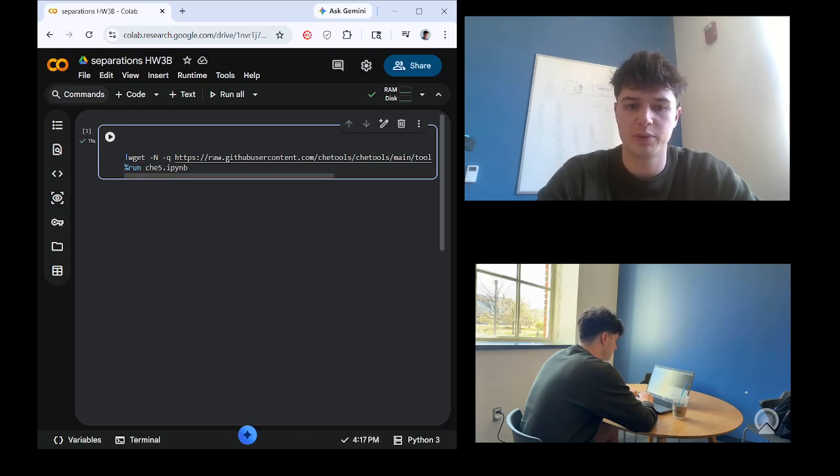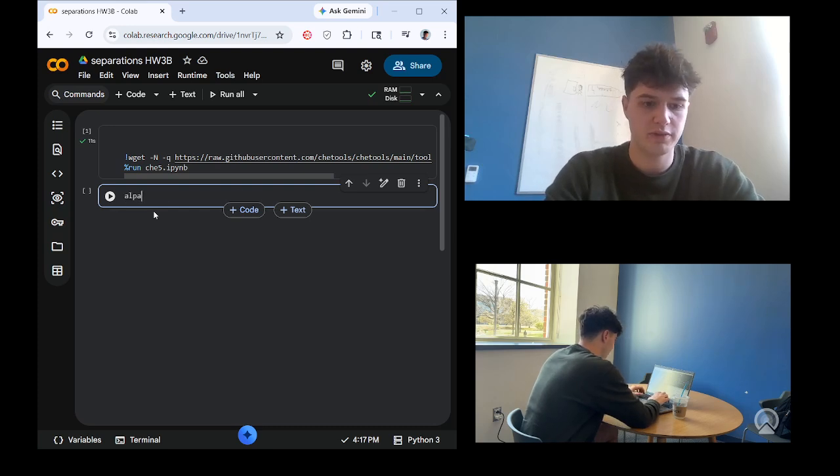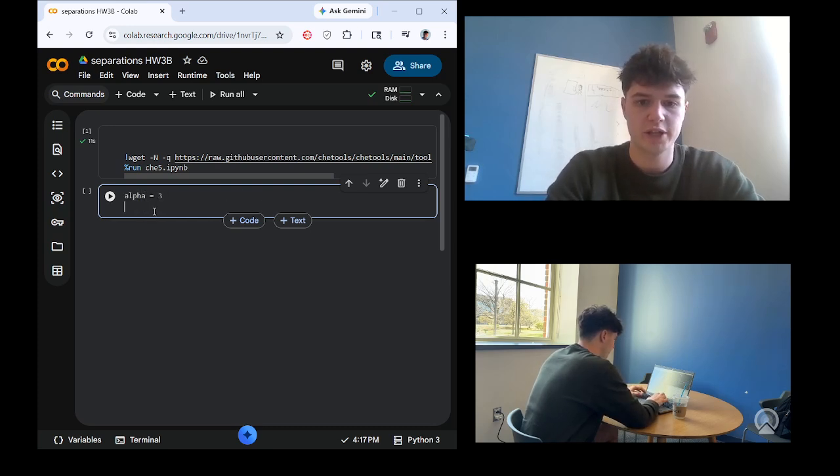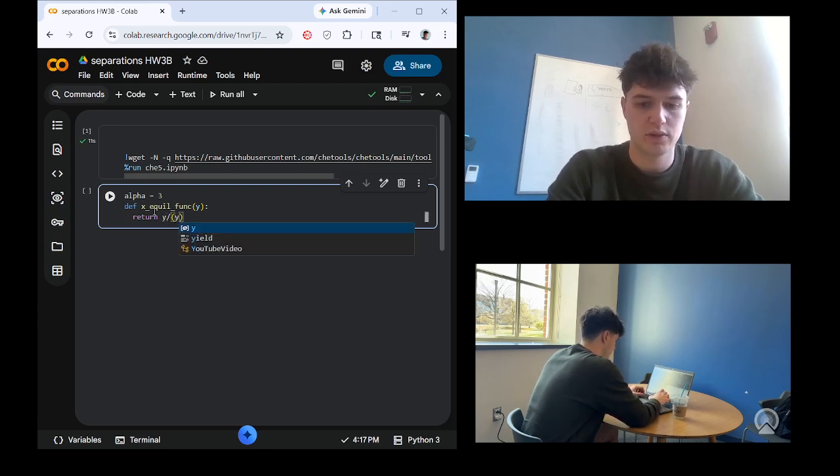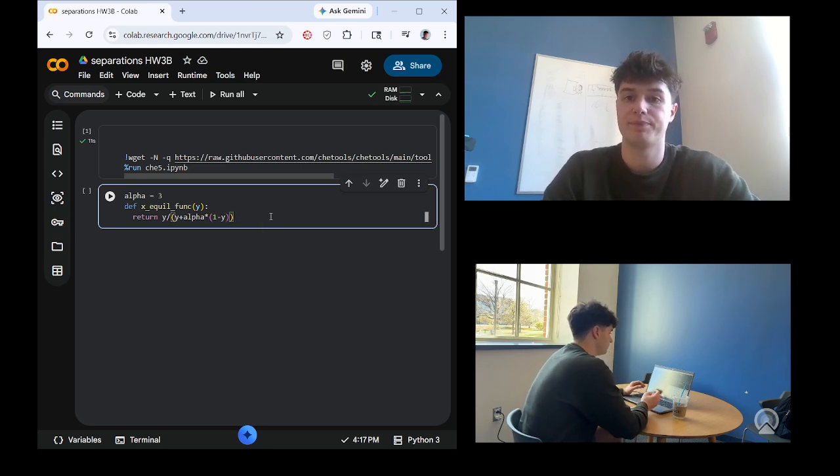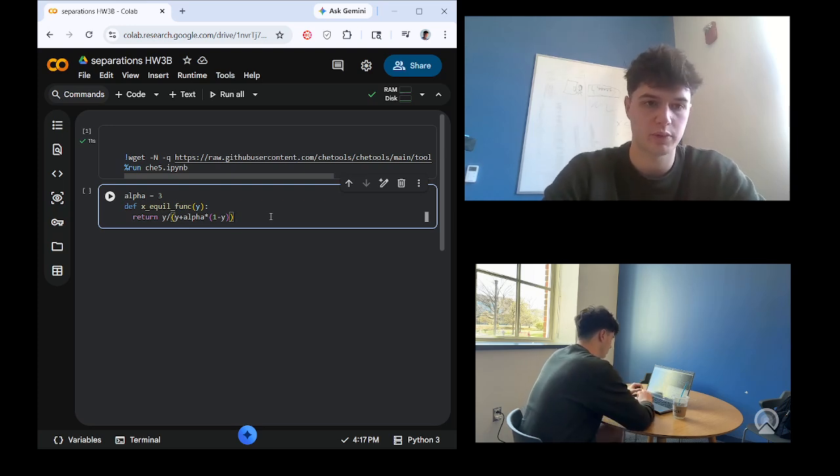All right, so the first thing that we're going to want to do is input our values. So let's add a line of code. The first one is going to be our alpha value, which is going to be equal to 3 per our specs. And then we're going to define our x equilibrium function, which we will label as f function of y. And this is going to return a value of y divided by y plus alpha, which we made 3, times 1 minus y. You could be asking, where are you getting all these equations? All these equations are what we derived on the iPad previously.